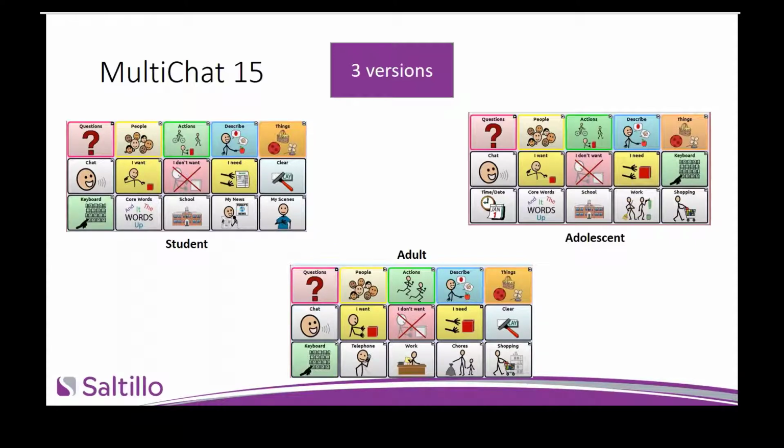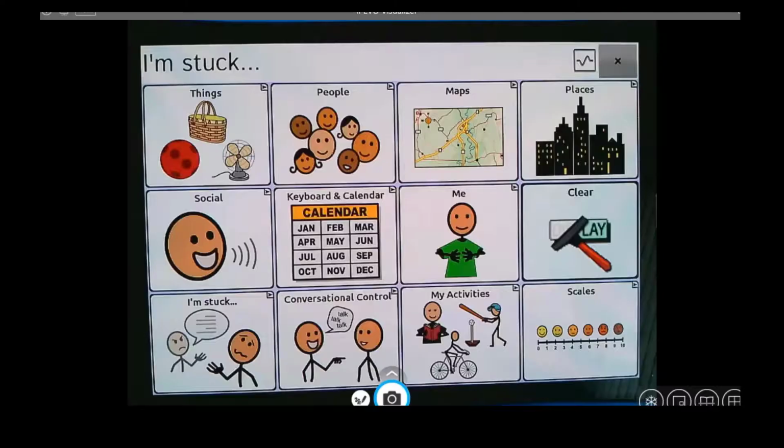Now, as you can see from here, there are 3 different versions of MultiChat 15. There's the student version, adolescent, and adult. The vocabulary files are going to function the same, but the vocabulary itself is going to be age appropriate to that population. So for example, in the student version, you're going to see more school-related vocab, but as we get to the older, such as adolescent and adult, you'll see more work-related items, telephone, etc. Let's go ahead and switch over so we can look at this in more depth.